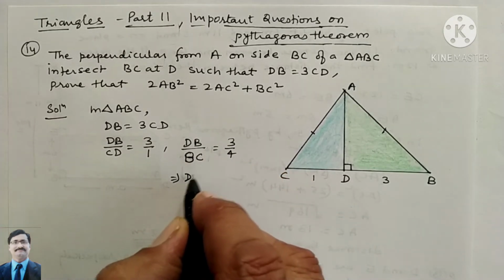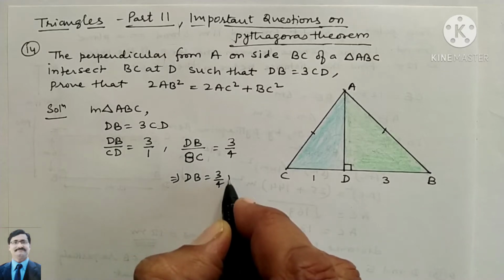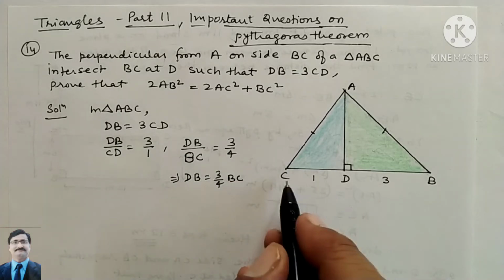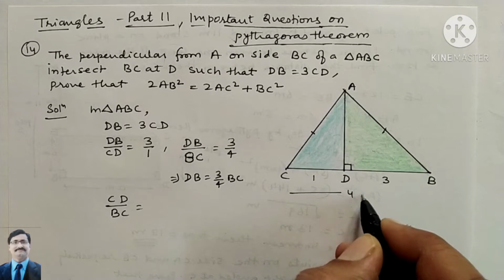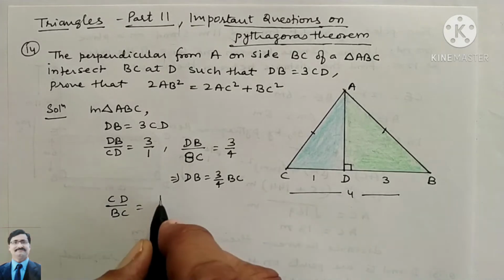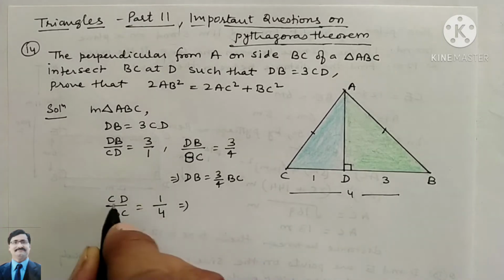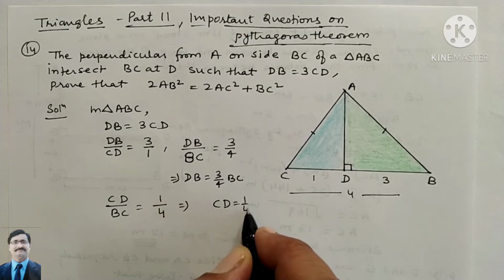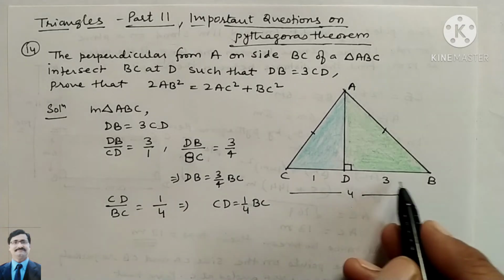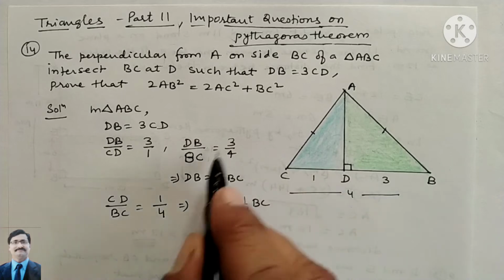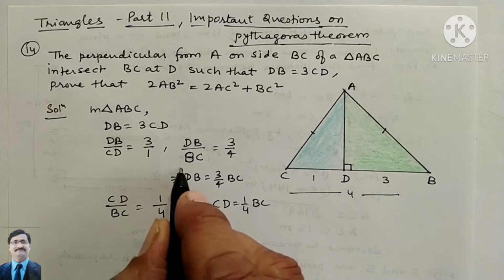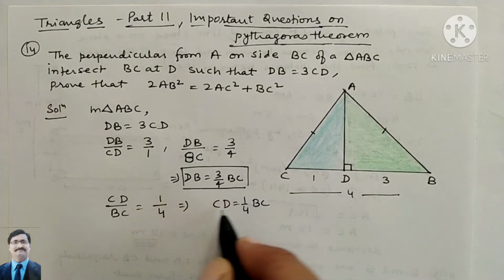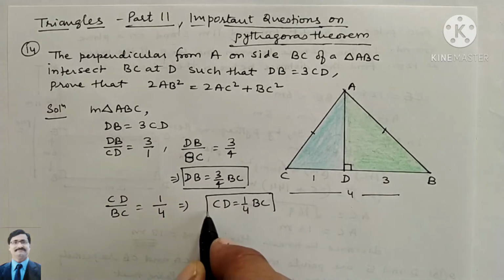So this DB is equal to 3 by 4 BC we get, and same as it is we get CD upon BC. BC is total 4, so we get here CD is 1 and BC is 4. So we get here CD equal to 1 by 4 BC. All understand? If you want, you can write here K, 3K, 1K also. So you get here DB equal to 3 by 4 BC, and CD we get here 1 by 4 BC.